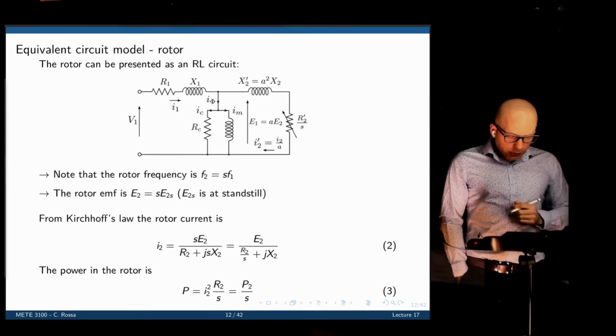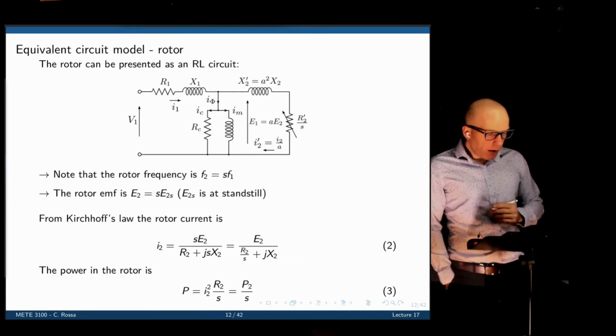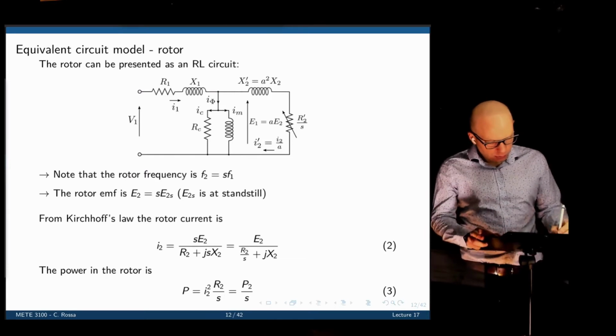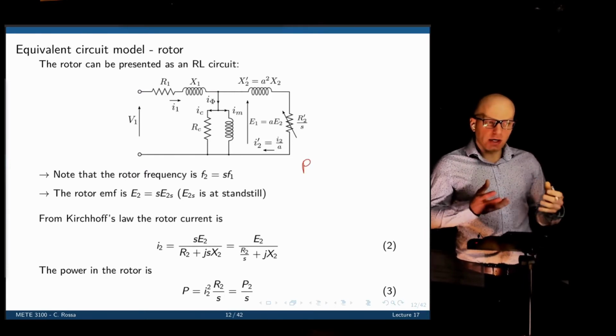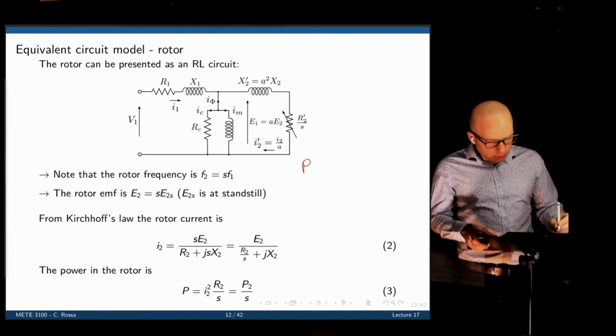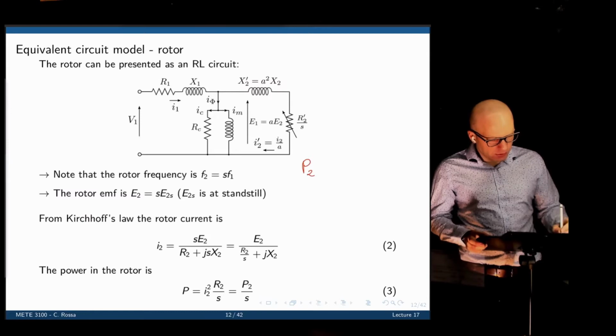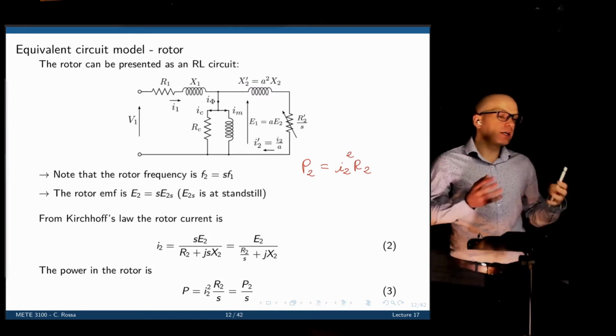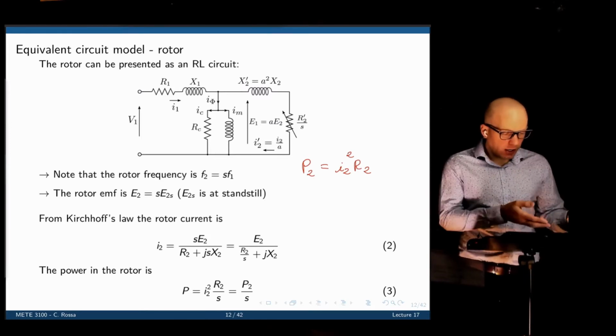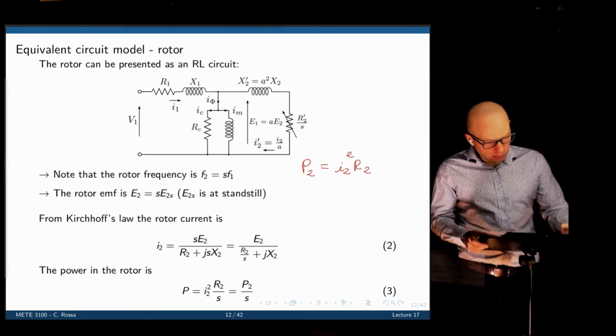What is the power in the rotor? Well, if you just think of a motor at standstill, the power in the rotor, let's call that P2, would simply be I2 squared times R2. If the rotor is at a standstill, we have R2 divided by S, but at standstill, S equals 1.